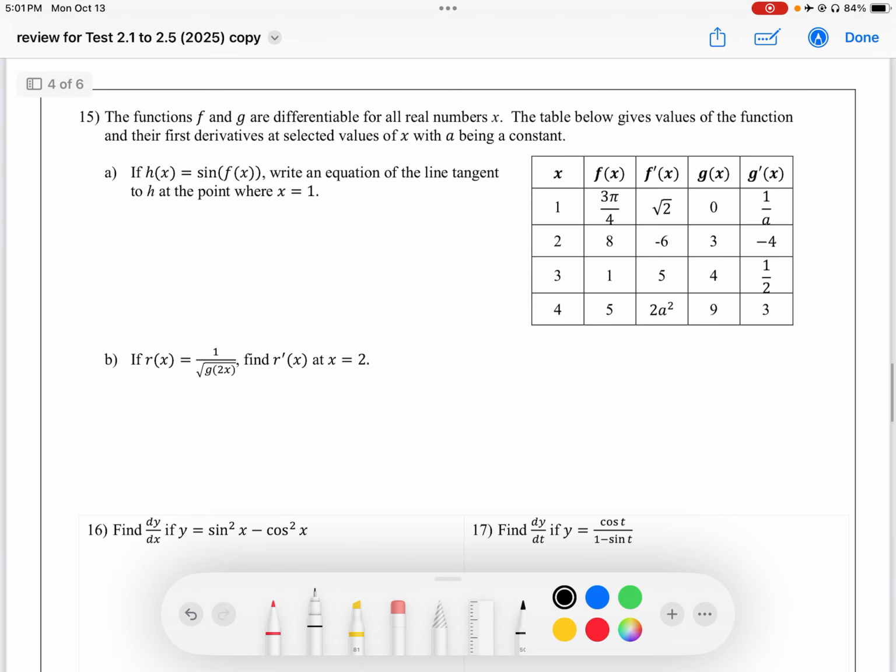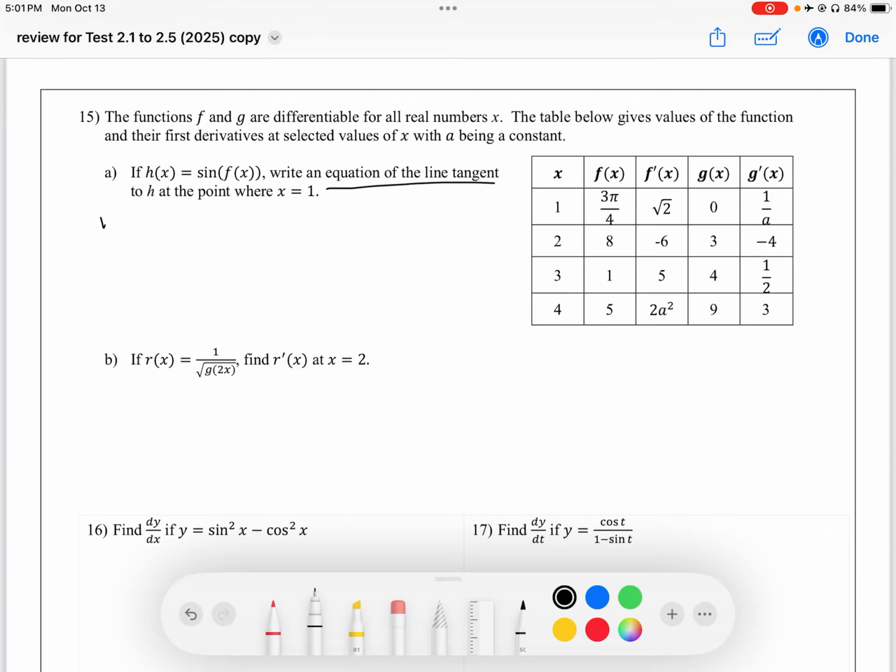Okay, we're on page 4 of 5. I know it says 4 of 6, but there's only really 5 pages of problems. Functions f and g are differentiable for all real numbers. The table below gives values of the functions and their first derivatives at selected values of x, with a being a constant. If h equals sine of f, write an equation of the line tangent to h at the point where x equals 1.